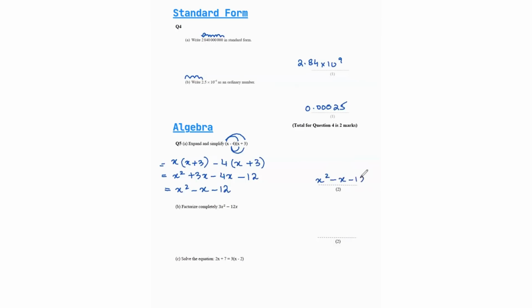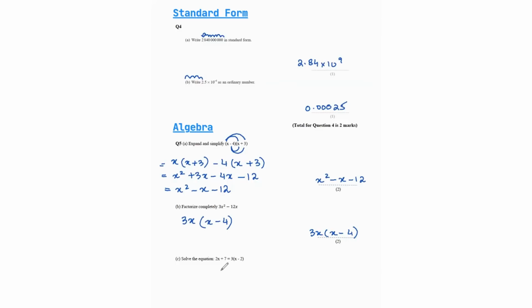That is your expansion. Then it says factorize. So that's the opposite thing. Now we're going to convert this expression into brackets. So between 3x squared and 12x, we know that 3x is common because 3 and 12 come in the 3 times table. So that leaves us with x minus 4 inside the bracket. So 3x times x minus 4 is the answer.